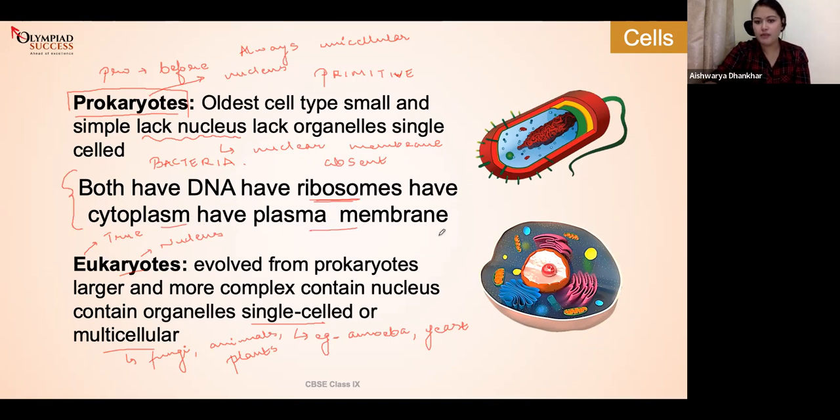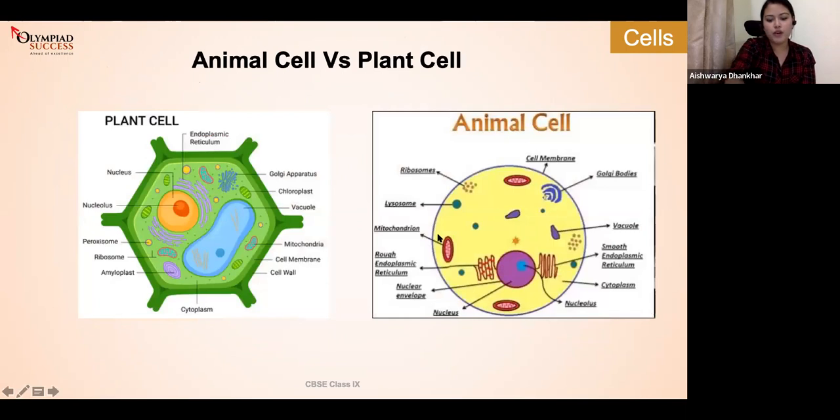Any doubts, anyone? Shall we move forward? So this difference you have to know. What is a prokaryote? What is a eukaryote? However many marks it comes for, we will discuss that later. So if it's a 1 mark, 2 mark, 3 mark, or 5 marker, accordingly we'll learn how to answer these questions, right? Moving forward to animal cell and plant cell.